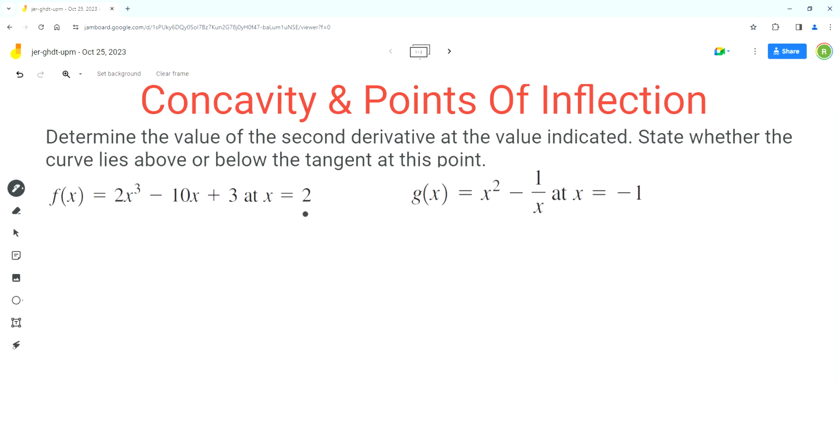So the first step is to find the second derivative of this function. For that we need to find the first derivative first. So let's start with the first derivative. f prime of x equals. Now for the first term, we'll have to use the power rule of derivatives. So 2 is the coefficient of this term, so it will stay as it is. And as per the power rule, for x cubed, we'll move the exponent 3 to the front and subtract 1 from 3.